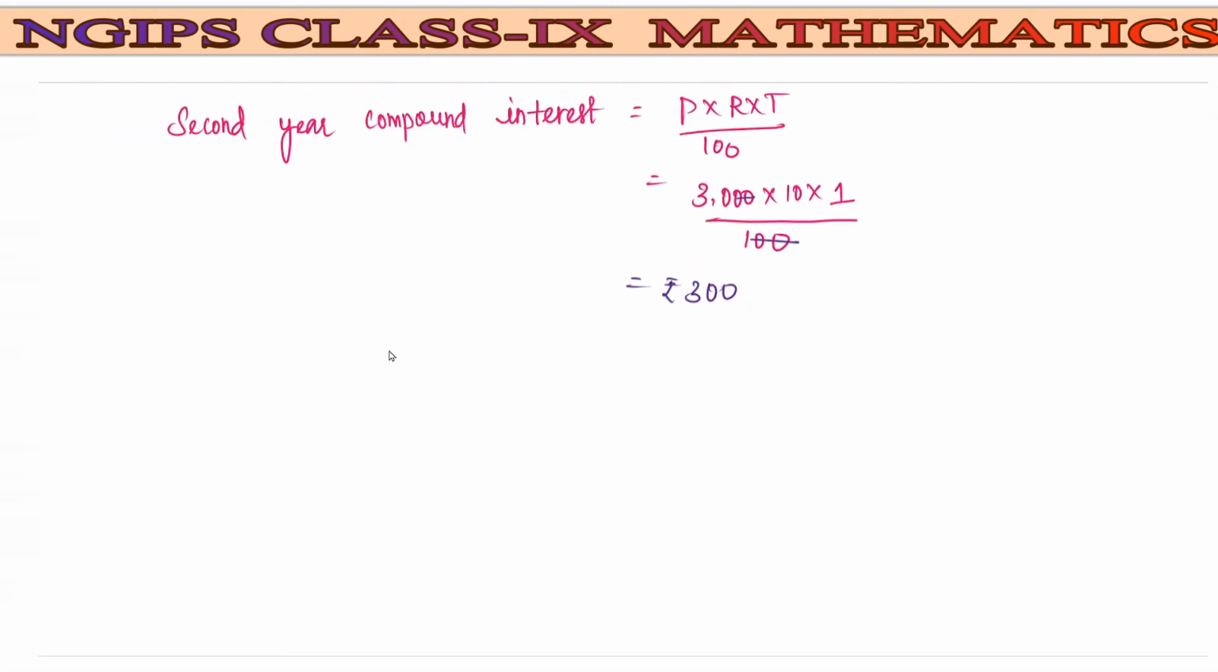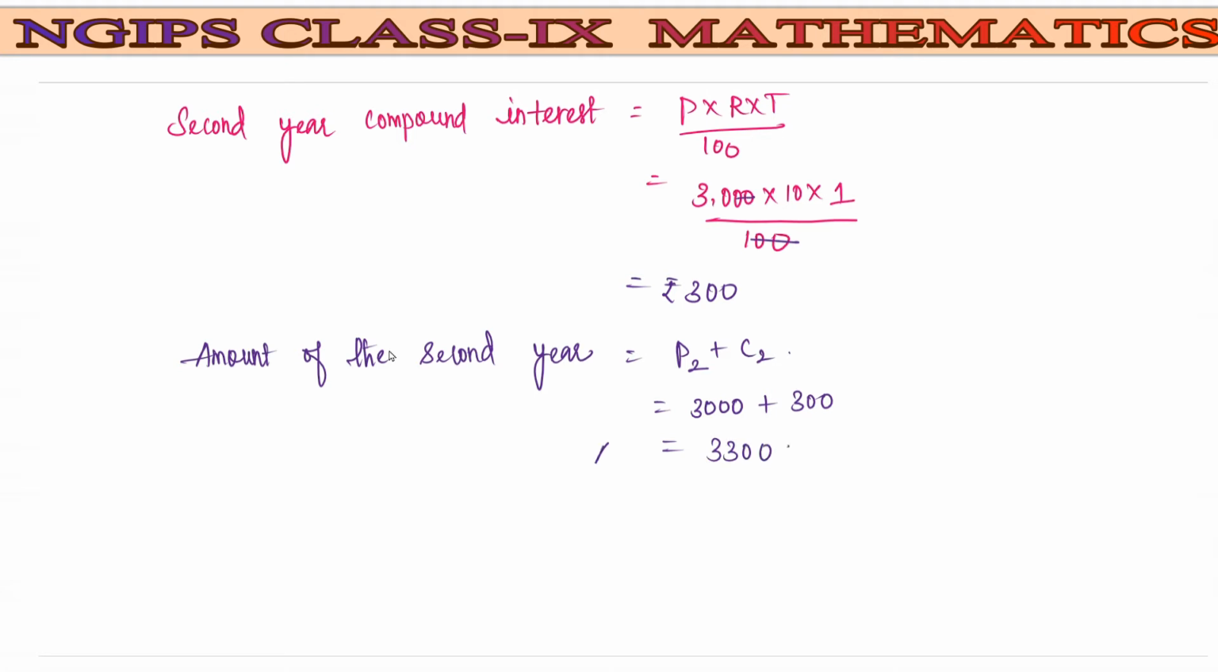Now we need to calculate the amount of the second year, which is equal to the second year principal plus the second year compound interest. The second year principal is 3000 rupees and the compound interest is 300. So finally we got 3300. So this is the second year amount.